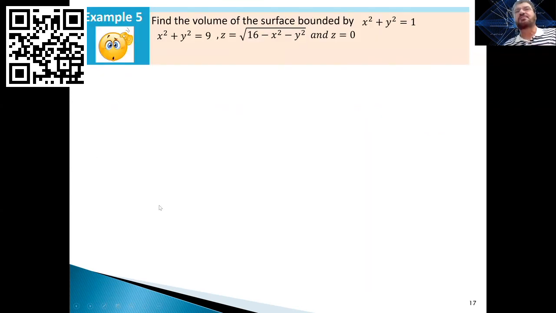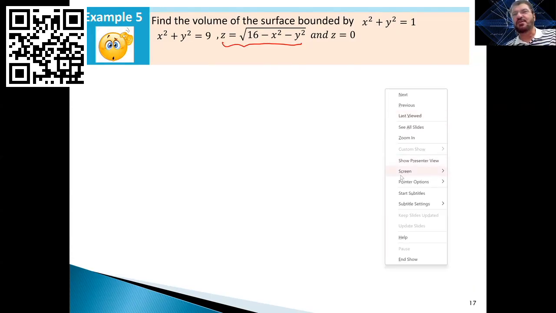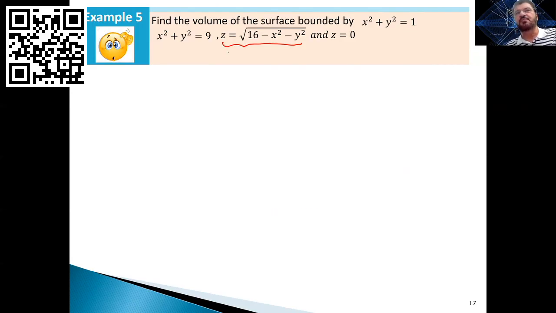Find the volume of the solid bounded by all of this. To make it easy, we already understand that this is our z, and we know this is the upper sphere of a sphere of radius 4, isn't it? So remember, this is the upper sphere of radius 4. So let's graph it.